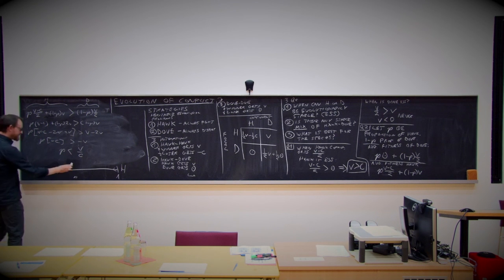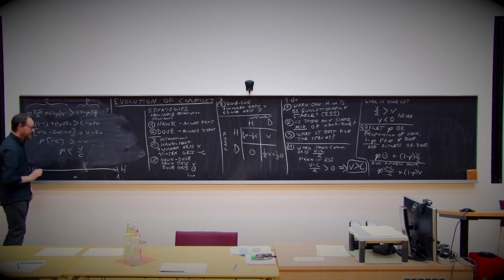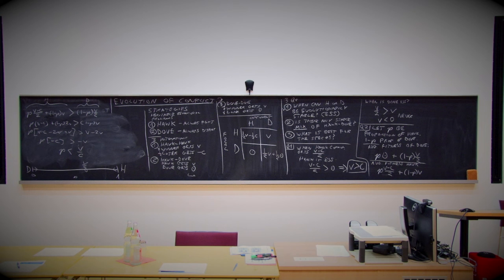So what does this mean? There's some point on this line segment, say right here, which is V over C. So say V is like 2 and C is 3, right? Then it's at 2/3. Yeah, that looks like 2/3. And so what we just said is that for all values of P less than that, P is increasing. You with me? This is science.